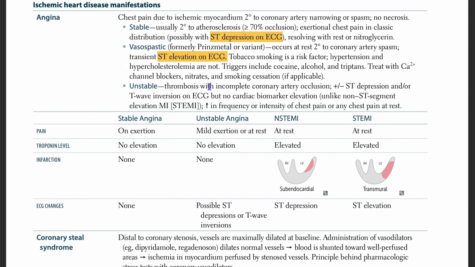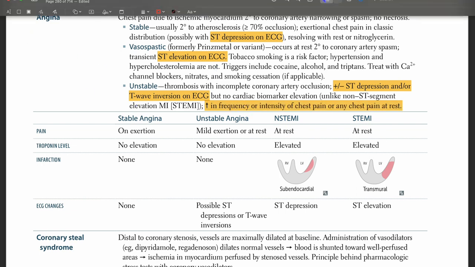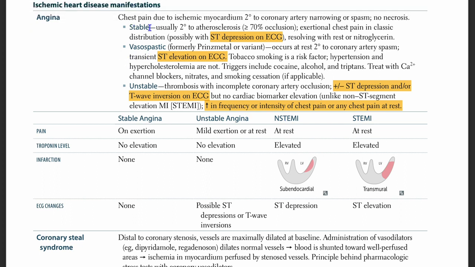Unstable angina is thrombosis with incomplete coronary artery occlusion, with or without ST depression and/or T wave inversion on ECG, but no cardiac biomarker elevation, unlike non-ST segment elevation MI or STEMI. Look for an increase in frequency or intensity of chest pain, or any chest pain at rest. This is going to be the buzzword right here: the patient was sitting and doing nothing and started experiencing some chest pain. That's what tells you it's going to be unstable and not vasospastic or stable.